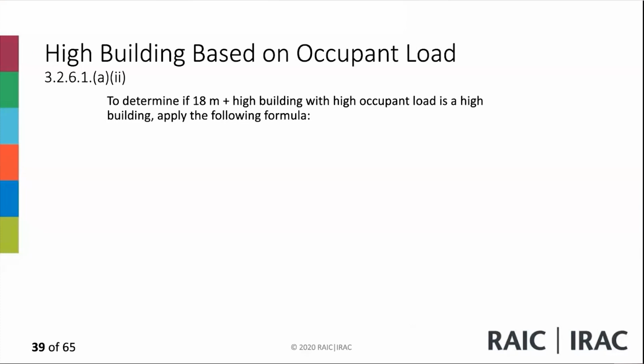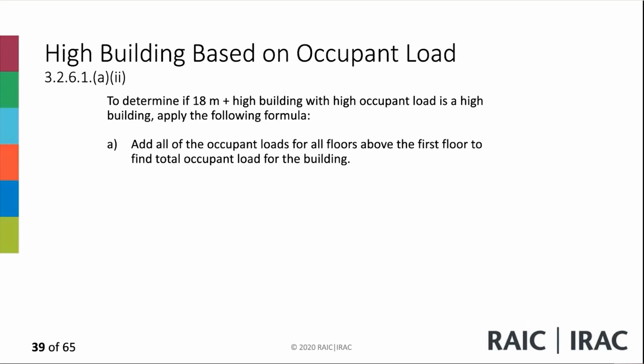So when we're looking at the occupant load, you remember we said for some occupancies with high densities, the 18 meter plus may apply in terms of high occupant load. This is the formula. What we do is we add all the occupant load for all floors above the first floor to find the total occupant load of the building. So ignore the number of occupants on the first floor, which is the floor of exit discharge, and add up all the number of occupants above.